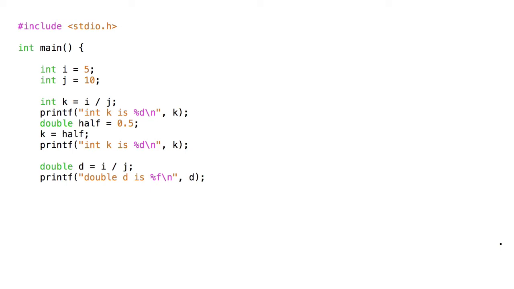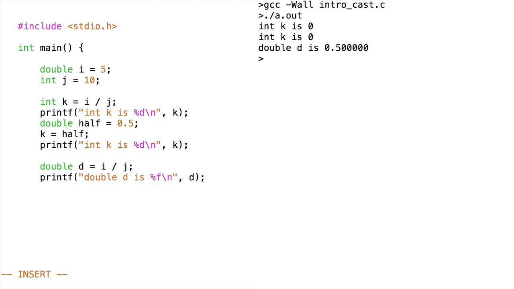Well, suppose we changed one of the operands in our division, either the numerator or the denominator, to be a double. Let's pick the numerator, but either would work fine. Now we see that k remains 0, but d now has the value 0.5. The type of the result of dividing a double by an integer is a double. But as we speculated earlier, if you don't have the correct type of variable to store it in, it won't matter.